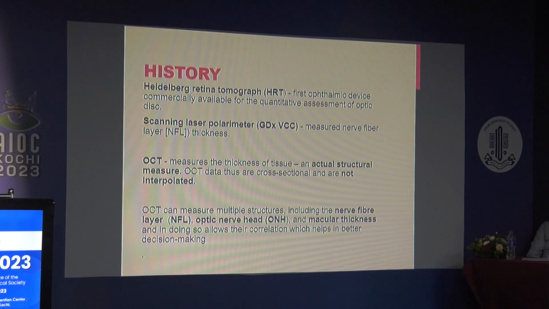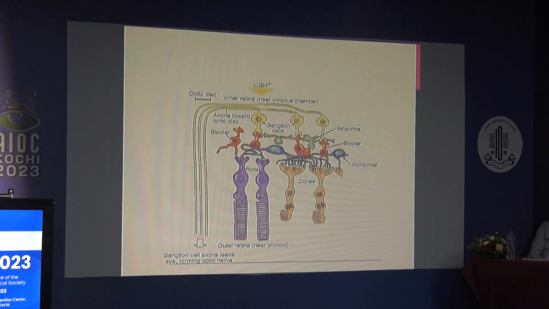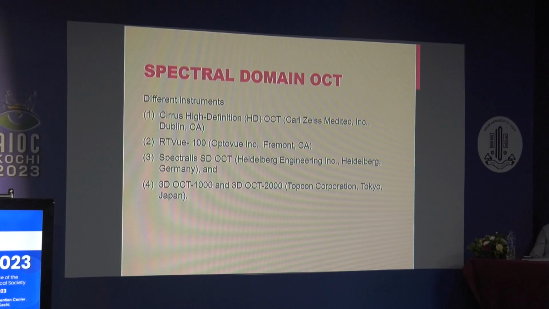What is the importance of these three in glaucoma? As you can see in this picture, the ganglion cells' axons exit from the optic disc. So we are measuring the optic disc parameters. Around the optic disc, we are measuring the RNFL, which is basically the axons of the ganglion cells. And in the GCL, we are measuring the ganglion cell and inner plexiform layer. So this is essentially a single structure which we are measuring at different areas.